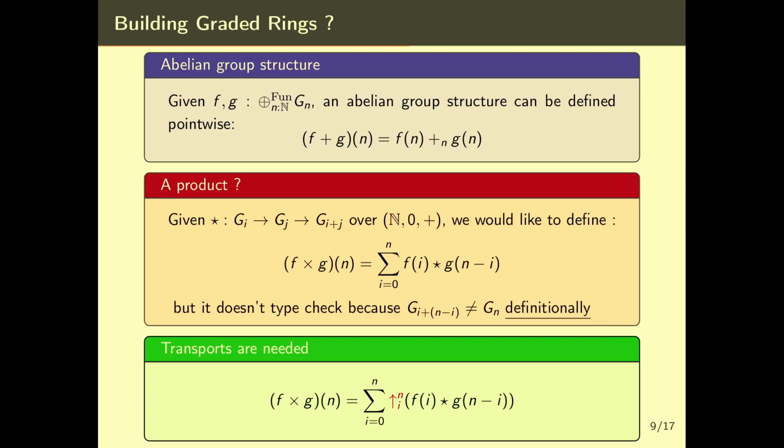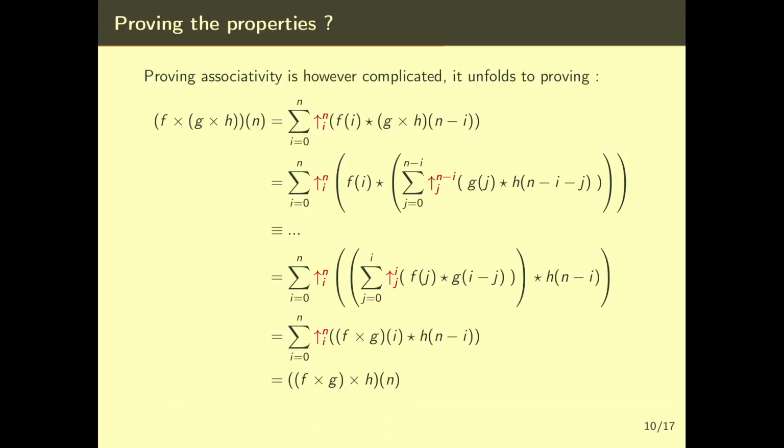But if you try to prove any properties about it, it's going to be really annoying. So that's associativity, basically. As for the polynomials, you get sums. You need to swap sums. You need to change index. But now you even have transport to handle, and you need to change index in the transport. So it's going to be awful.